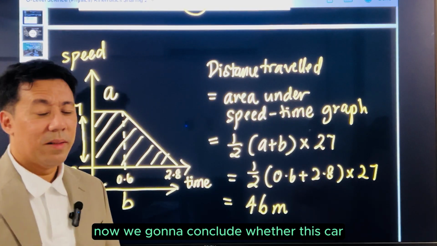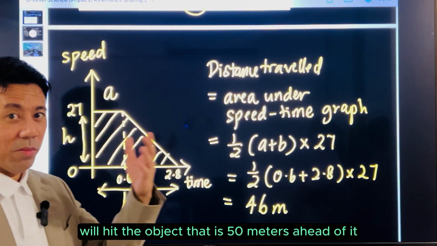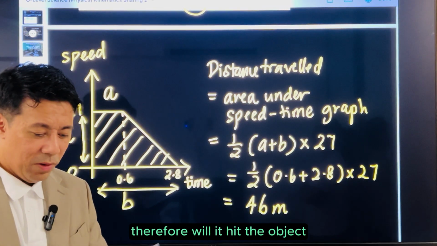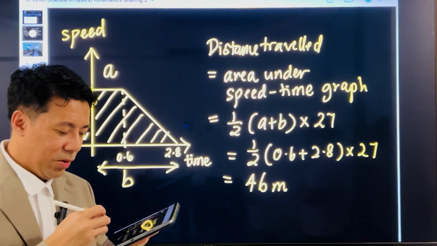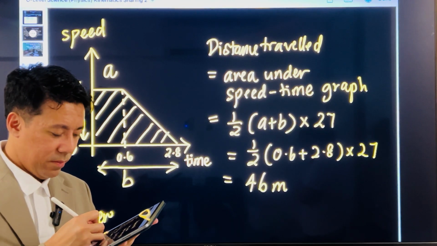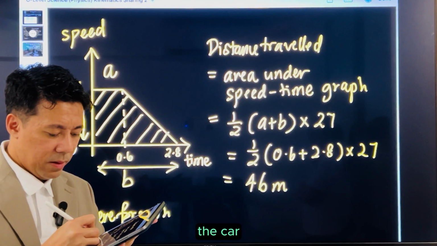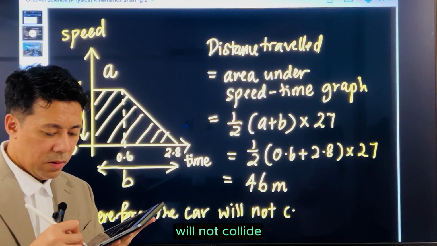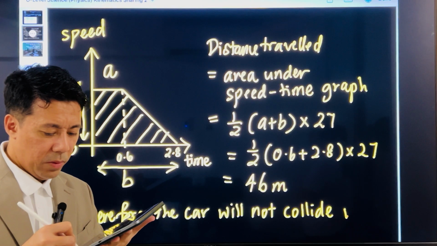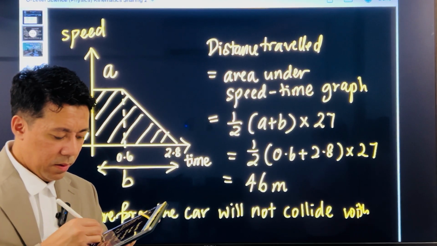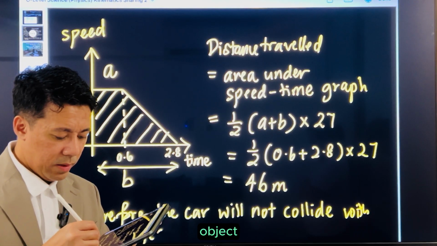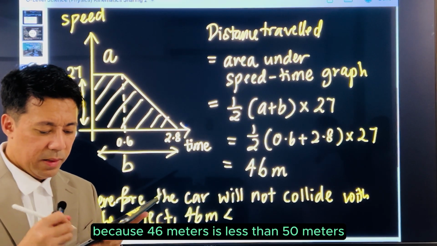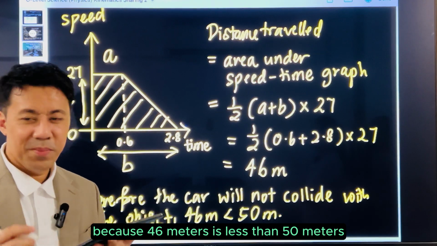Now we got to conclude whether this car will hit the object that is 50 meters ahead of it. So it will travel 46 meters. Therefore, will it hit the object? No. So therefore, the car will not collide with the object. And what's the reason? Because 46 meters is less than 50 meters.